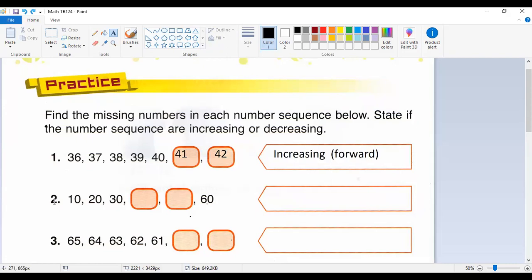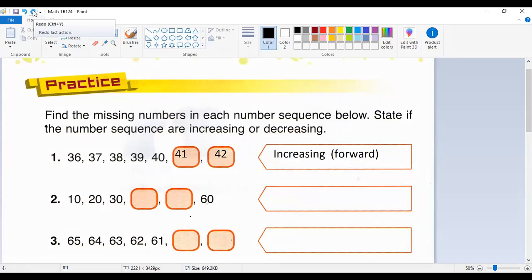Okay. Number 2. This time, what have we got? 10, 20, 30. What comes next? What comes after 30? We're adding, we're going up by 10. So after 30 comes 40. After 40, 50. Yeah.